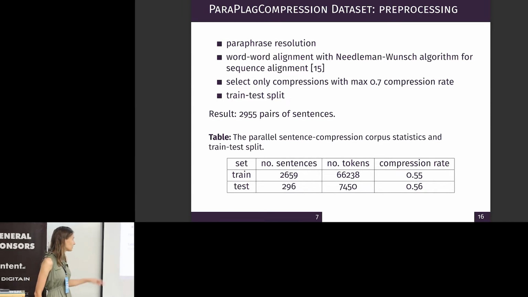Then I released a train-test split with aligned data, so it's already aligned which words stay and which need to be removed, which can be used by anyone who wants to solve this task for Russian. But you see it's much smaller than the English data, unfortunately. That's what you would have for any language which is not English, in terms of any natural language data, probably.